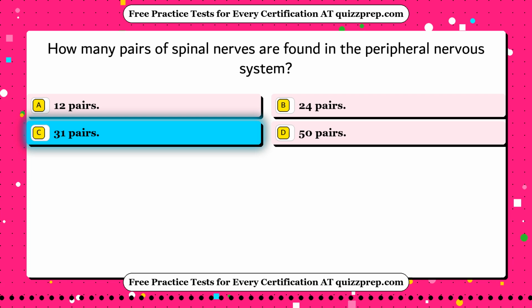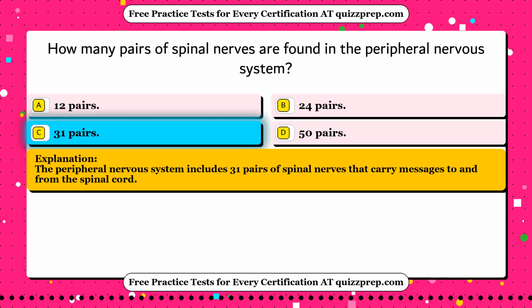The correct answer is option C, 31 pairs. The peripheral nervous system includes 31 pairs of spinal nerves that carry messages to and from the spinal cord.